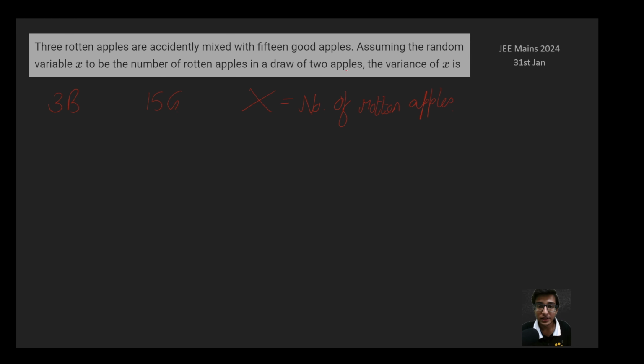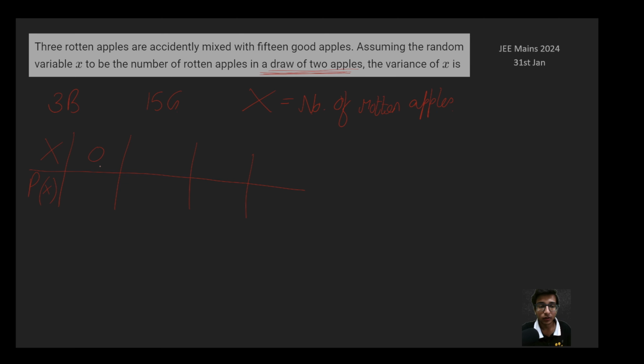Now they have told us that we are drawing 2 apples here. So basically what we have to do is draw a table like we used to do when we had learnt about random variables and probability distribution. So this is my, let's say, x. This is my px.